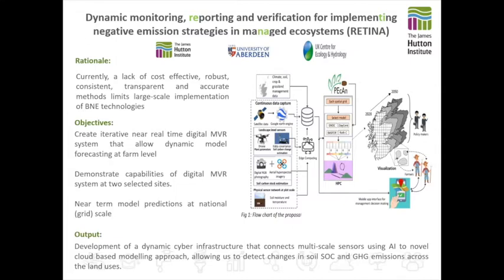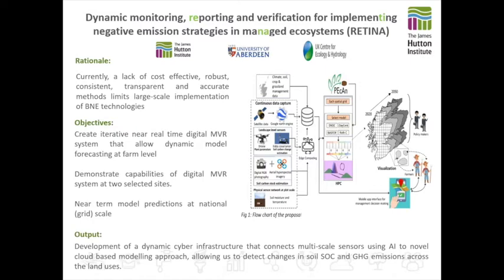At the landscape level, we are also using drones to collect some of the plant parameters. And at the higher scale, the national scale, we are using Sentinel satellite data connected with Google Earth Engine to get real-time information. All will be connected to a model assimilator, which we are developing on a high-performance computing facility at the James Hutton Institute, connected in near real time.